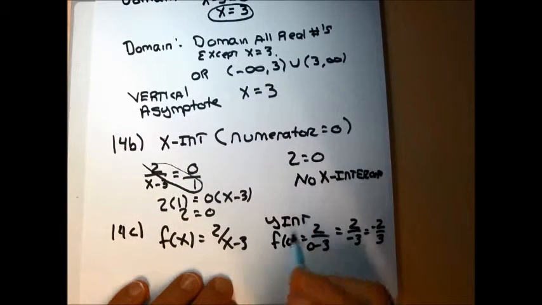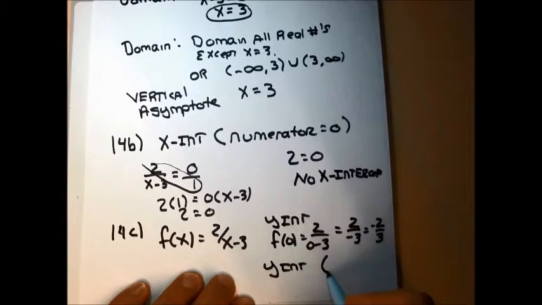The answer for 14C, the y-intercept, is going to have a negative 2/3 in the y-coordinate because I'm solving for the y in the y-intercept. And always an intercept has a 0 for the other coordinate. A y-intercept is going to have a 0 for the x-coordinate. I'm going to plot this on my graph.